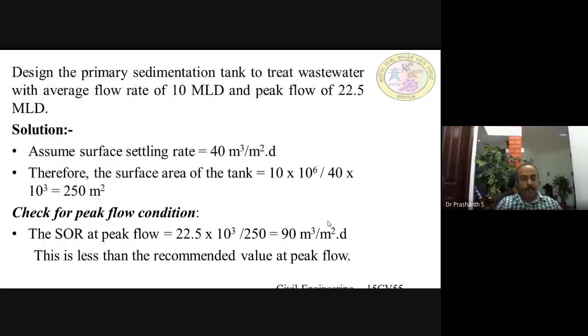With this information, let us go for the design of a primary sedimentation tank. We'll design a rectangular tank. The question is: design the primary sedimentation tank to treat wastewater with an average flow rate of 10 MLD, 10 million liters per day. This is the amount of flow that is coming to the STP, and sometimes the peak flow is 22.5 MLD.